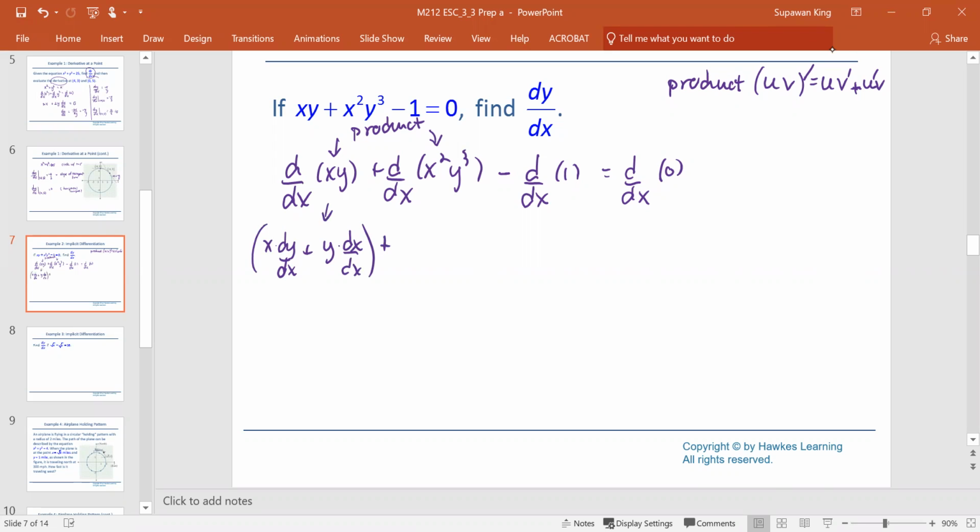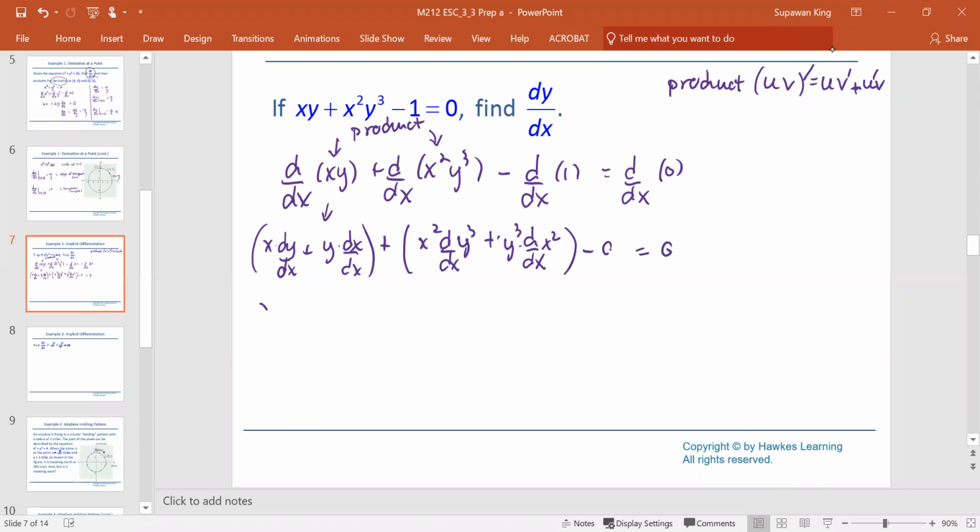Similarly, for the second product, the first term x squared, the derivative of, let's do it step by step, the derivative of y to the third, and then plus y to the third, multiplied by the derivative of x squared. Close it. The last term, the derivative of 1 is 0. The other side of the equation, the derivative of 0 is 0.